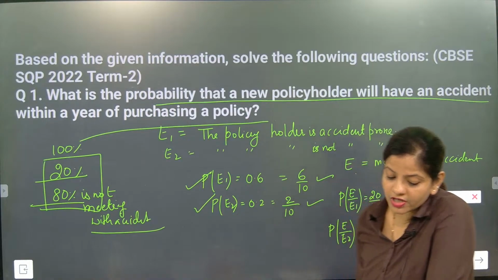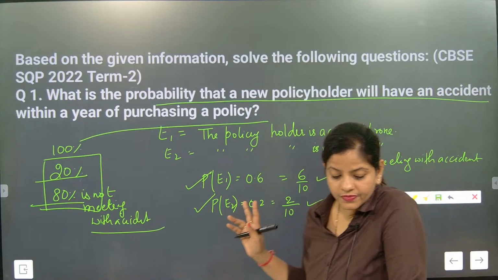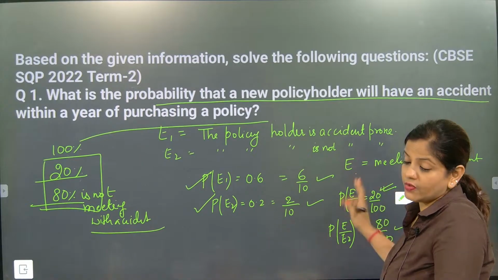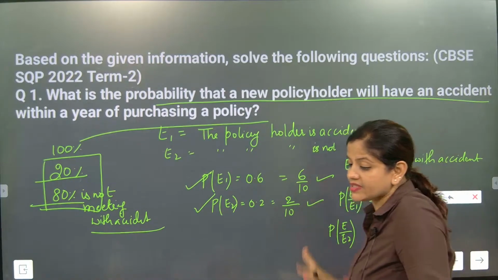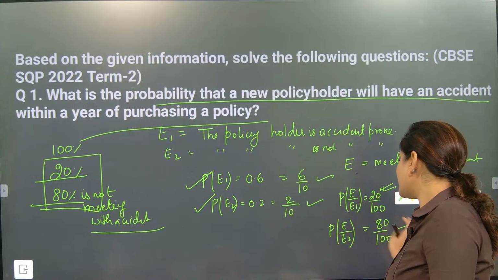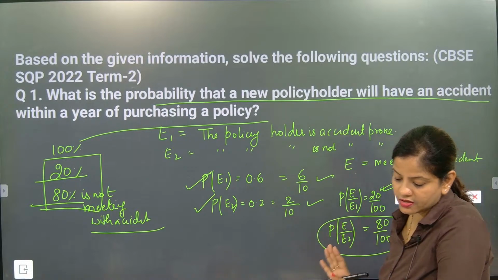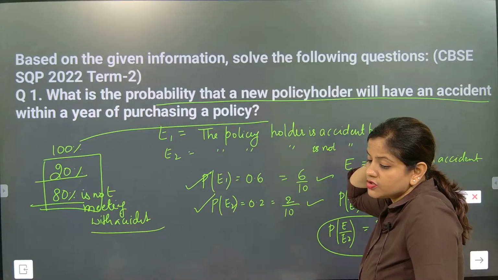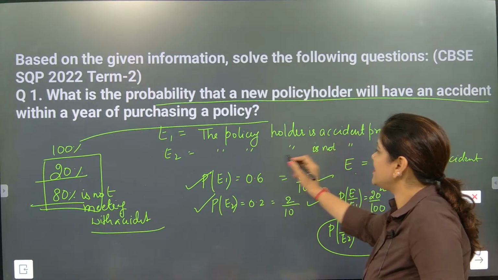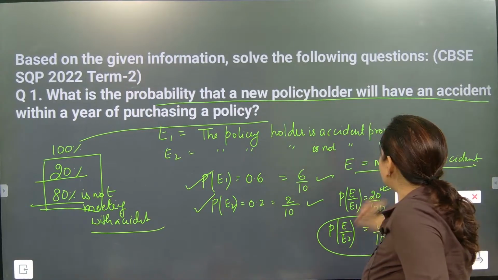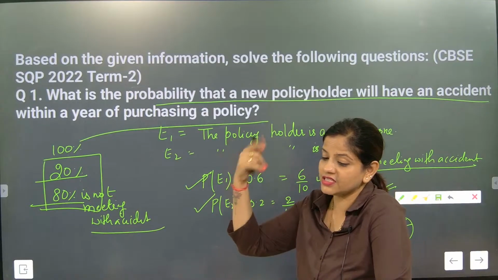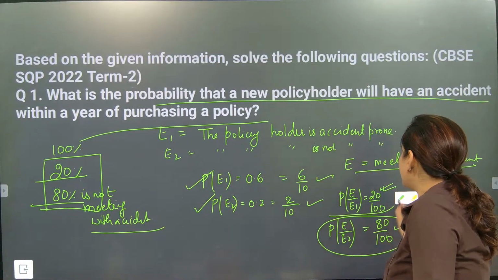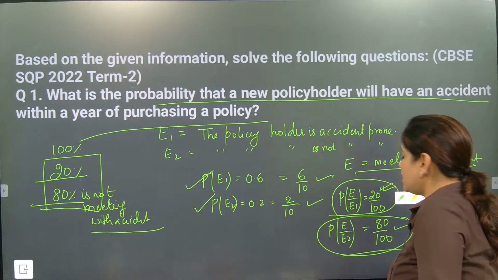These are the policy holders, within which 20% have an accident within 1 year. So the number not having an accident within 1 year is 80%. I am changing my words because I can't go to the previous part. The question here was E, meeting with accident in a year, because the main question was meeting the accident in a year. So definitely this part is in a year, and this part is not in a year.